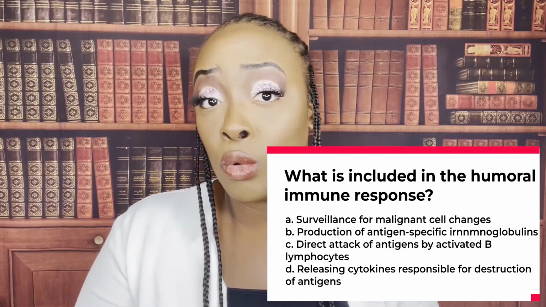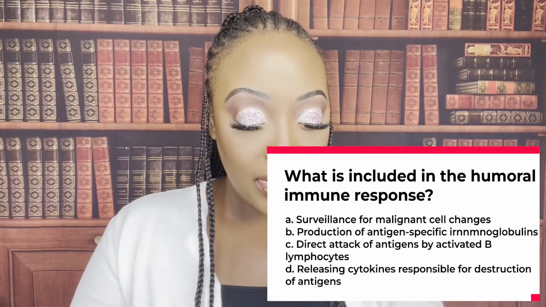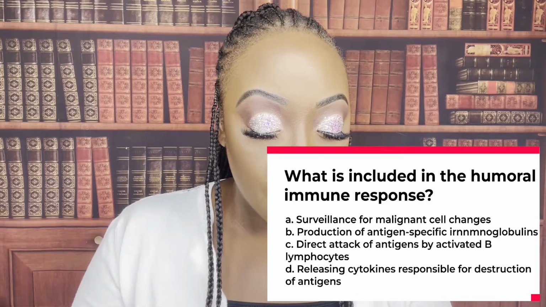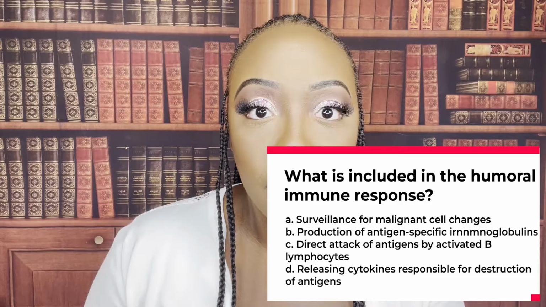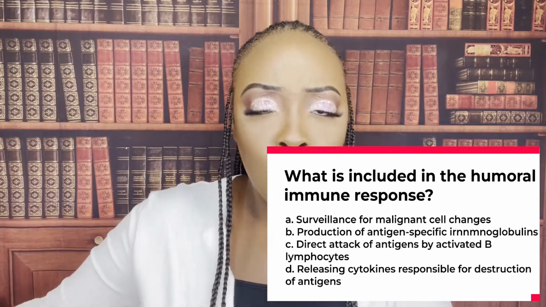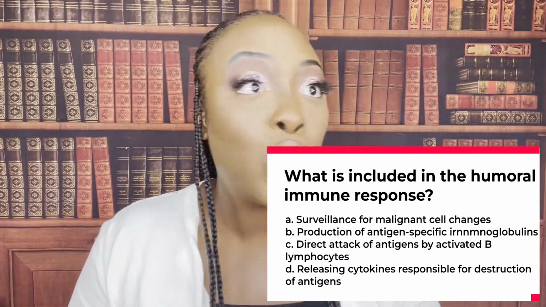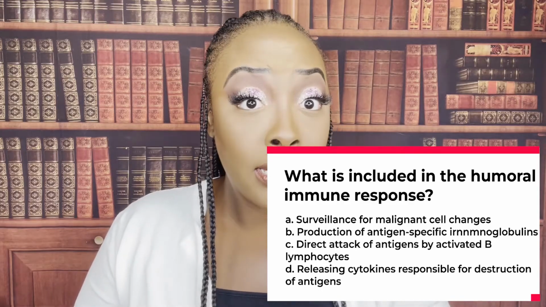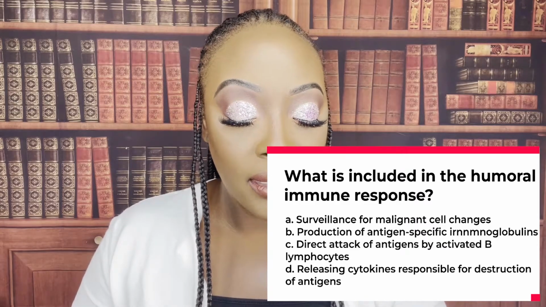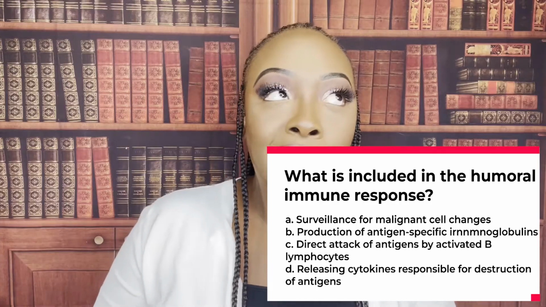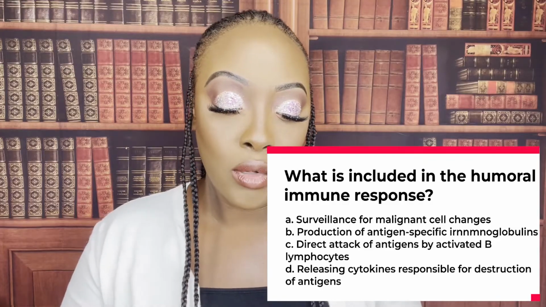Now let's look at the wrong answer choices, what you should not have chosen. A, surveillance of malignant cells. And let's go to D, releasing cytokines responsible for destruction of antigens. Guys, those are functions of the T lymphocytes. The question was asking us about the humoral response, okay? But choices A and D, those are functions of the T lymphocytes. So those couldn't be the answer. Let's look at choice C. Choice C says direct attack of antigens by activated B lymphocytes. Guys, B lymphocytes do not directly attack antigens. They don't. So that's false, and it's not answering the question. The correct answer, guys, is B.